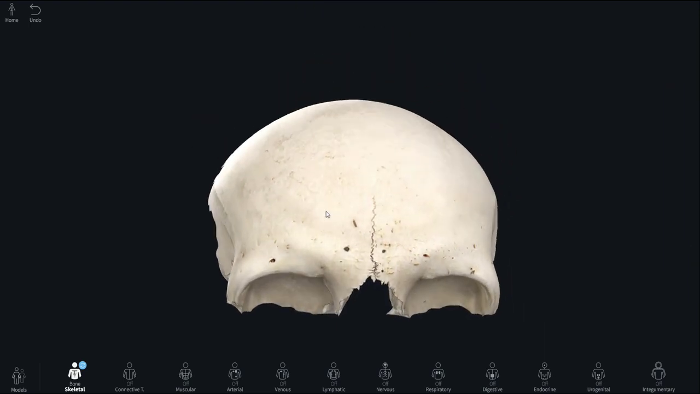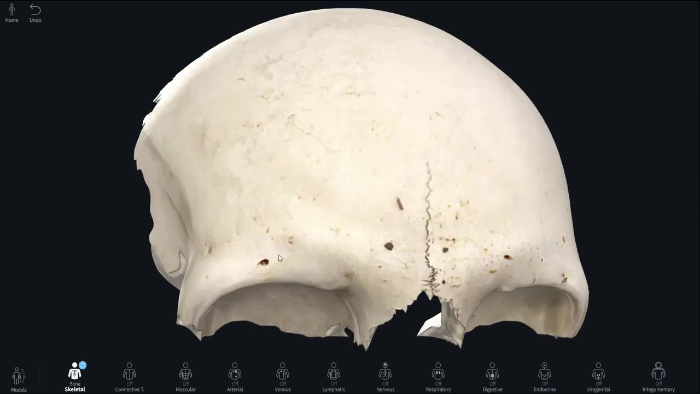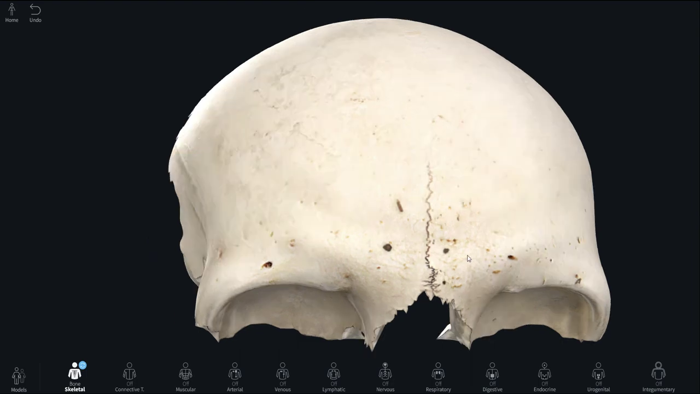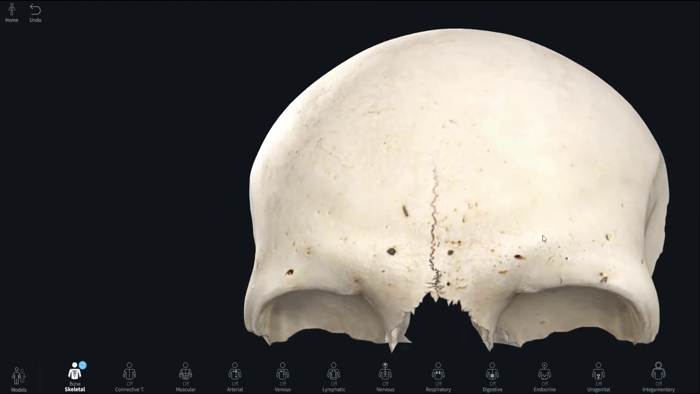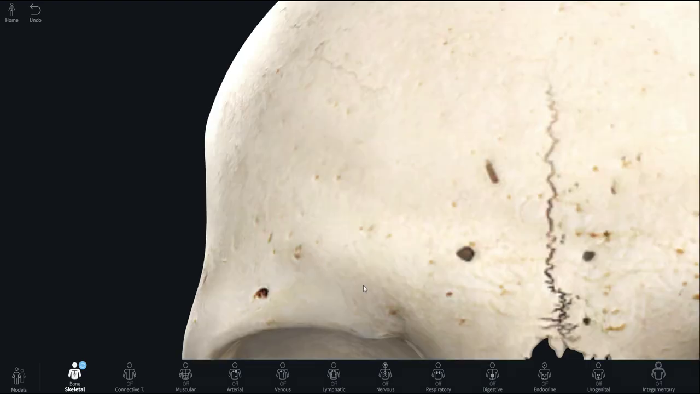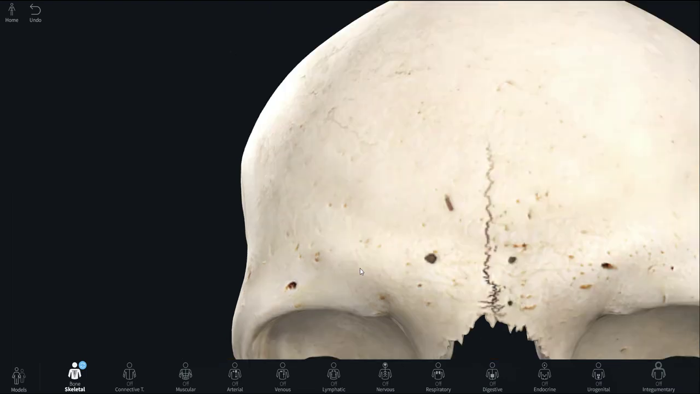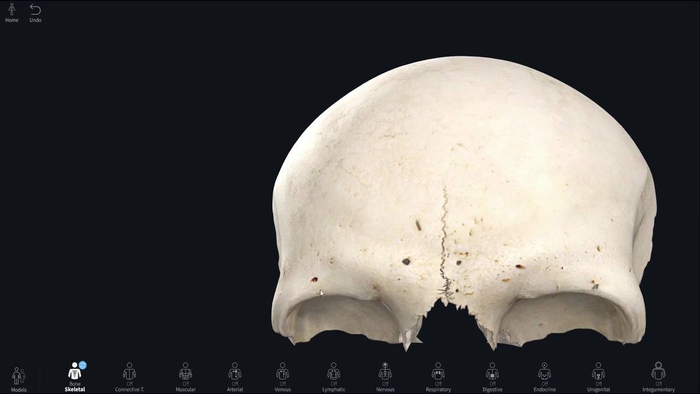Now, I would draw your attention to these regions over here. Although it is not very prominent in this model, and it will not be very prominent in the actual skull also, it is something which is to be felt. What is it? You can actually kind of see it over here. It's an elevation just above this orbit over here.